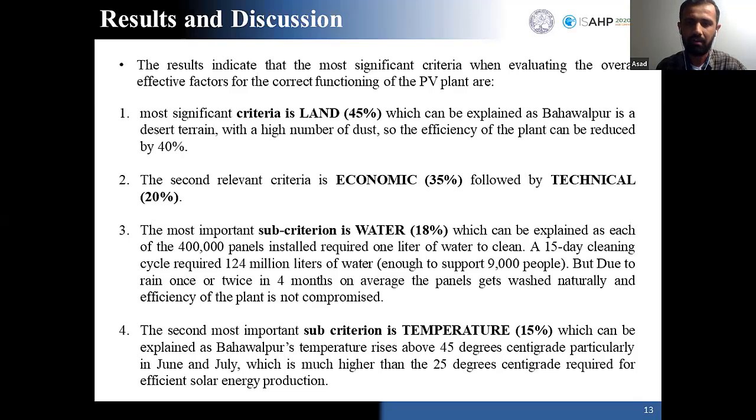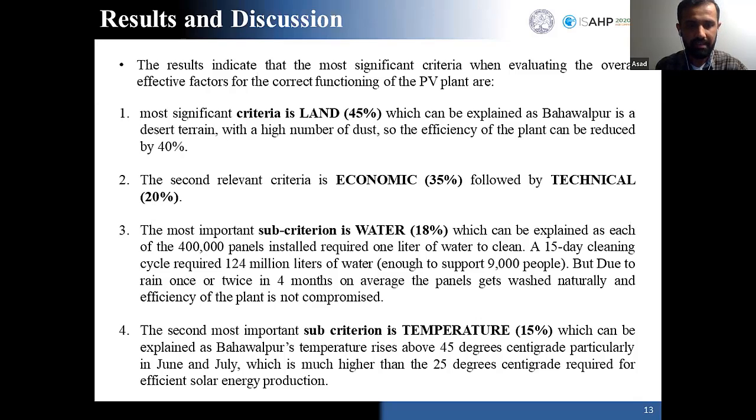and it will take around 15 days and around 124 million liters of water to clean all of these panels. But due to the little rain we get in that region, in like 3 to 4 months we get rain around once or twice, so the panels get washed naturally. So this is why the efficiency is not compromised.